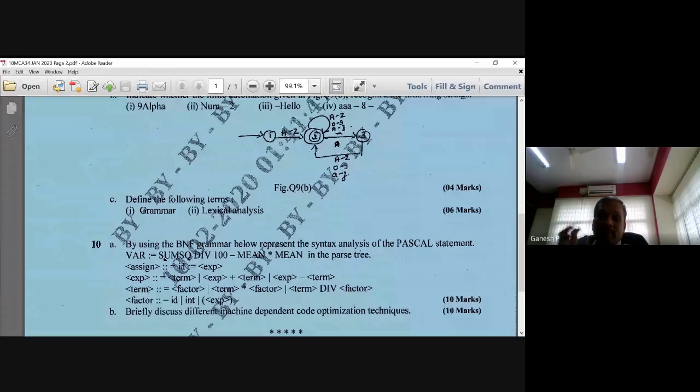For mean into mean, one parse tree. Some SQ divided by 100, another parse tree. Clubbing them, another parse tree. One more parse tree. Like that, 4 or 5 parse trees we have to represent; then only you will get 10 marks. Otherwise, if you write everything together as one parse tree, you will not get marks. So this you have to remember. All these things we have discussed, and the notes are available with you.